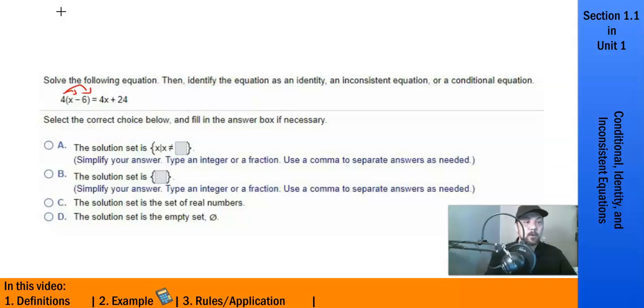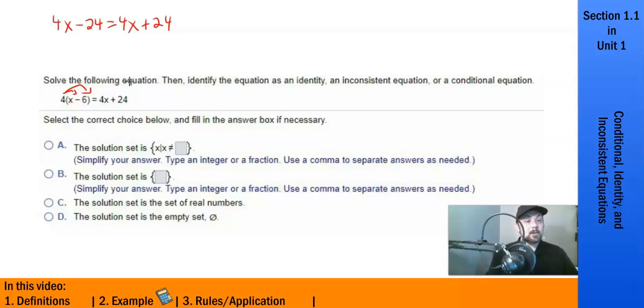So we distribute the 4, we'll get 4x, right? 4 times x is 4x. 4 times negative 6 will be negative 24. The right-hand side doesn't change, but I copy it here anyways, because I just want to be clear and consistent and thorough in writing out the problem.